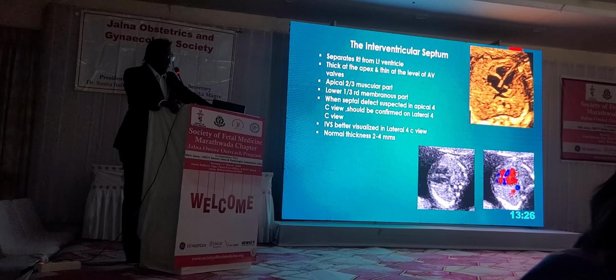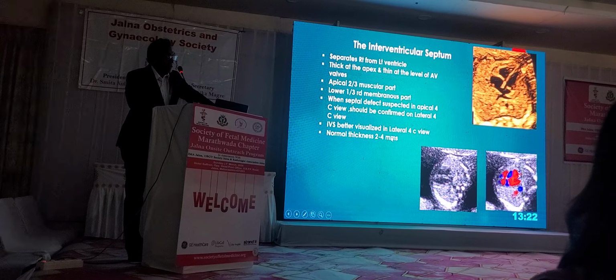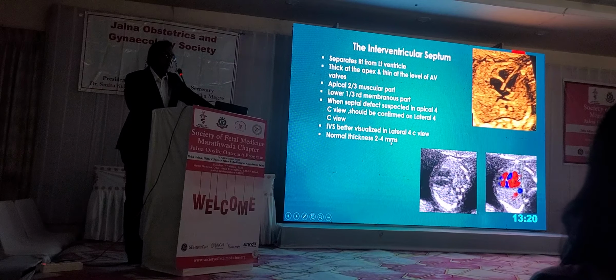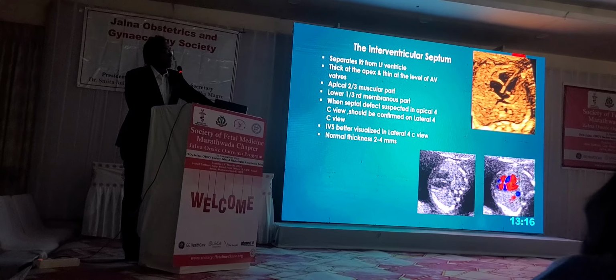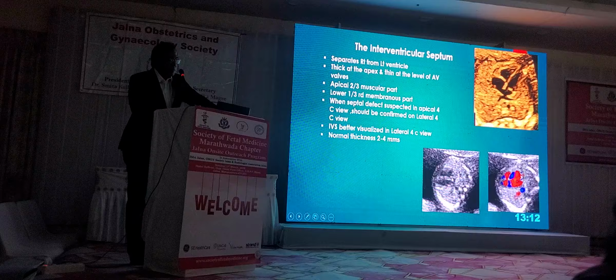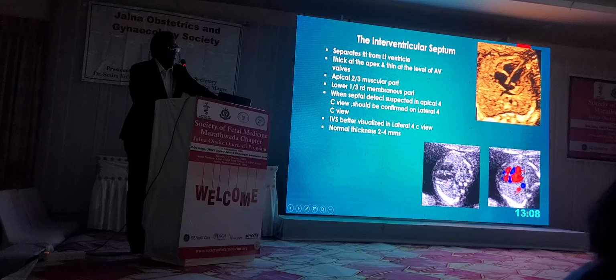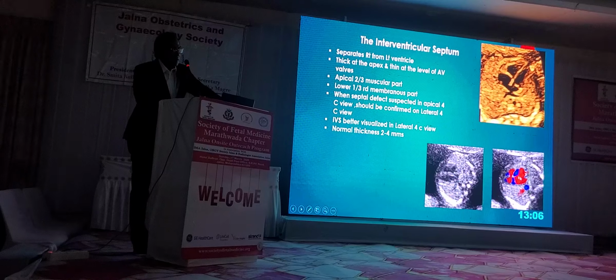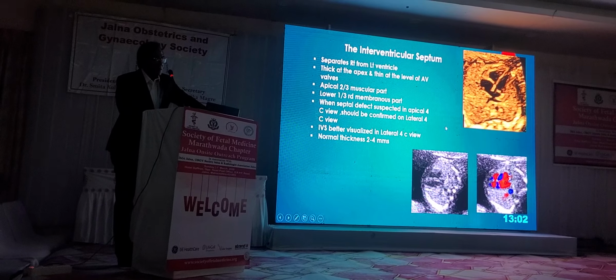And when a septal defect is suspected, it is good to see in the lateral four chamber view, and the IVS is best visualized in the lateral four chamber view. The normal thickness of the IVS is 2 to 4 mm, and it could be thickened in hypertrophic cardiomyopathy, which could be seen in diabetics or some other abnormalities. So you can see this case. In this gray scale, you can see just a subtle finding of a defect in the interventricular septum, whereas the color shows that it was a muscular VSD.